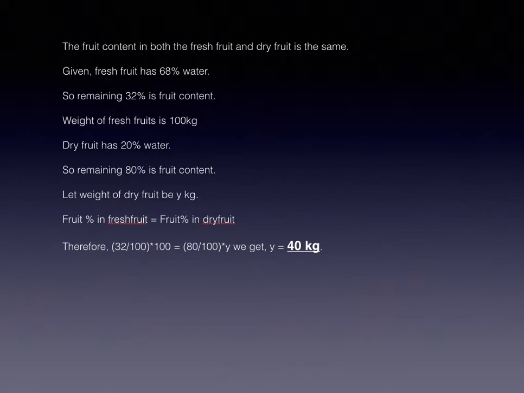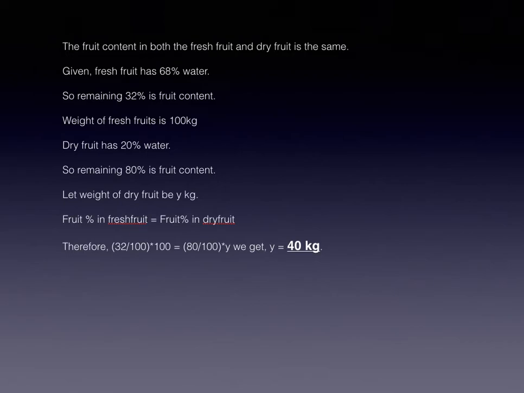And it is given that fresh fruit has 68% water, which means 32% is fruit content. And weight of the fresh fruits is 100 kg. If fresh fruits is weighing 100 kg, then the fruit content in that will weigh 32 kg. Now, the dry fruit has 20% water, which means 80% of the remaining and the dry fruit will be fruit content.